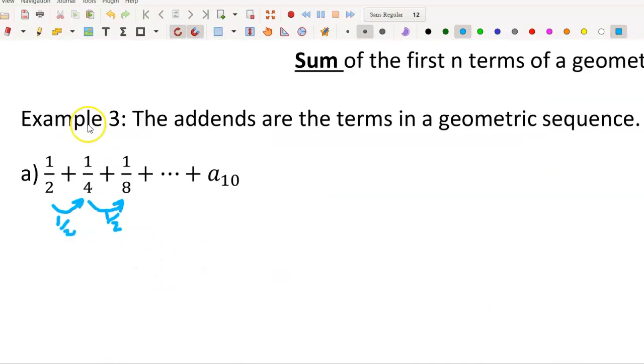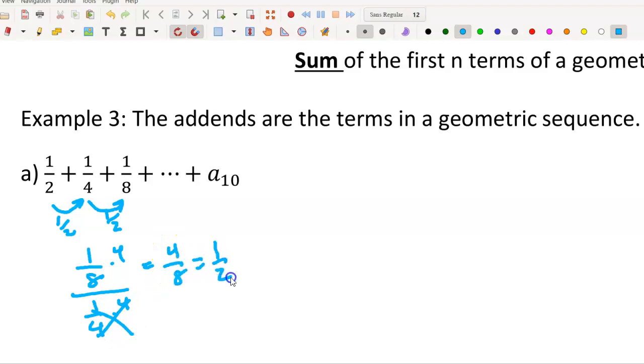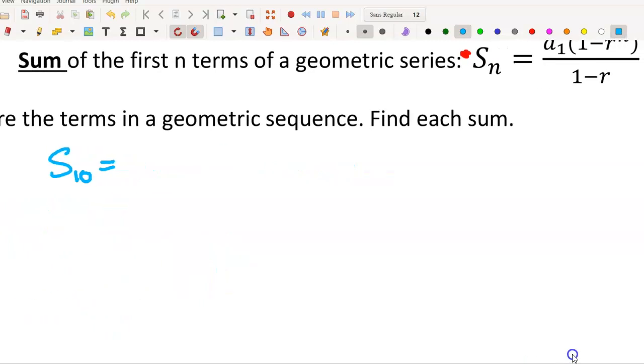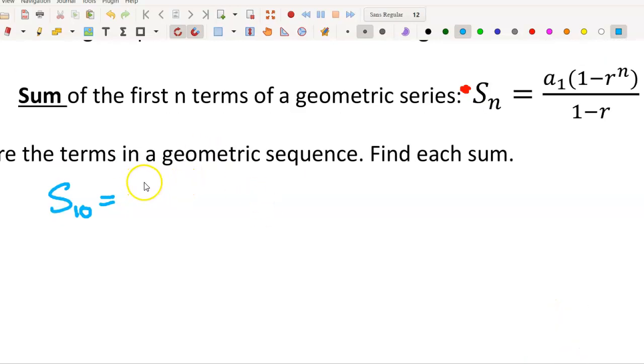So if you weren't quite sure, you could always just say, well, what's 1/8 divided by 1/4? And then as soon as you solve that, you get 4/8, which equals 1/2. So either way, you can always find out what that ratio is. So let's plug it in. We got 10 terms we're adding up. So I'm going to do S sub 10 equals, and let's get that formula on screen. There it is. So my first term is 1/2.